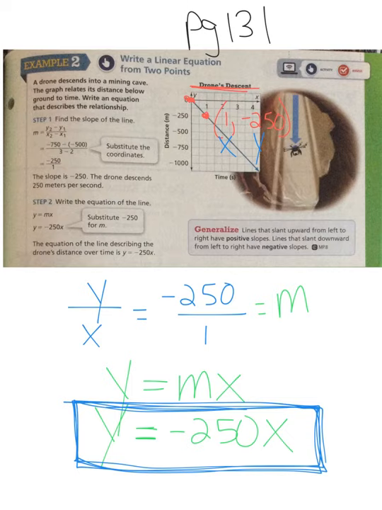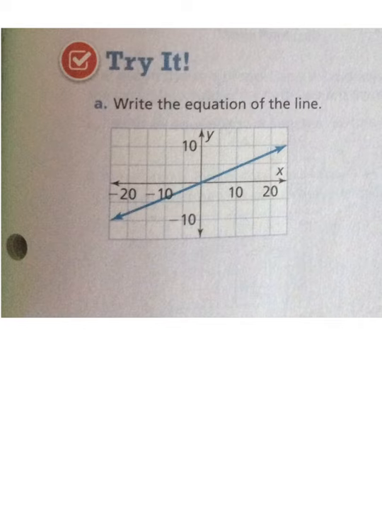Let's look at our last try it. I am skipping example 3. We'll come back to graphing later. So when we look at the try it on the bottom of page 131, we're only going to look at A because part B I haven't talked about yet.